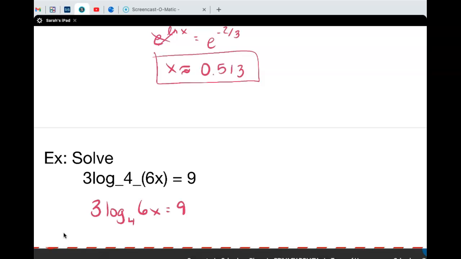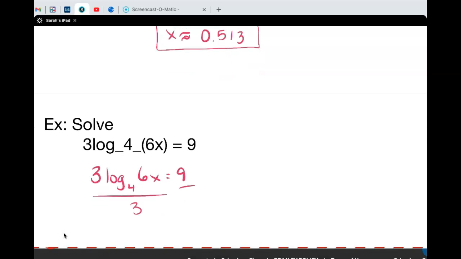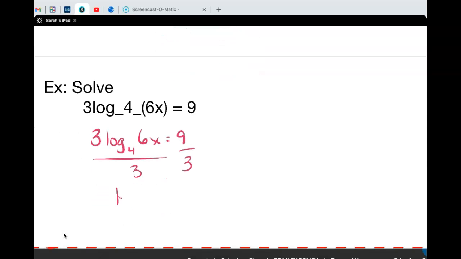We want to try and get the logarithm by itself, since we don't have logarithms on both sides to do the one-to-one property. So basically the 6x is going to stay with the logarithm, so I can't do anything with that. But the 3 in front, I can move on over. So we're going to divide 3 of both sides, and I'm left with log base 4 of 6x.